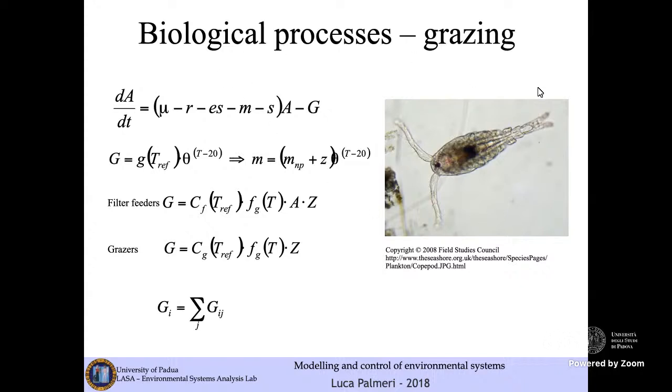In this case, in order to include the effect of grazing, that is of course a limiting effect, so a negative effect, we may model G by saying that G is equal to a grazing level that depends on the reference temperature, multiplied by an Arrhenius-like model describing the effect of different temperature onto the grazing process.